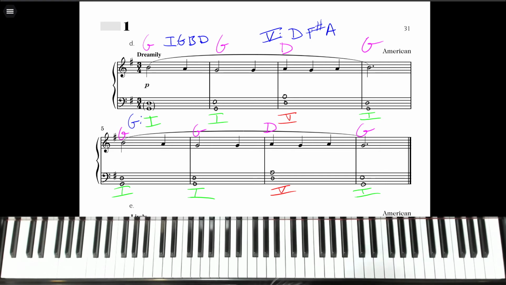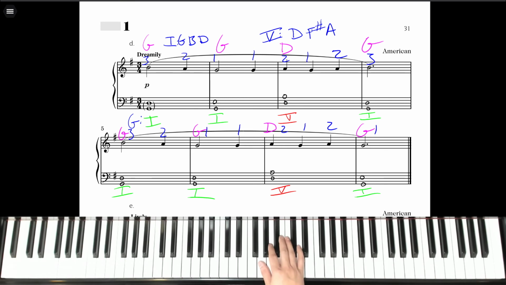Now let's figure out how to play it. Again, we're looking at parameters. Lowest note is a G, highest note is a B. There's only 3 notes, so we'll just use the fingers 1, 2, and 3. And I'll write in my fingerings. 3, 2, 1, 1, 2, 1, 2, 3, 3, 2, 1, 1, 2, 1, 2, 1, like that.